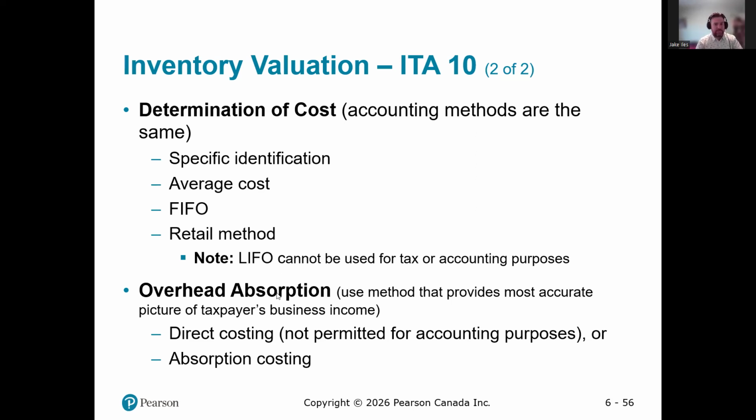Overhead absorption. When I'm making my t-shirts, the shirt costs $10, the ink costs another two, but there's also a cost to running the machine. It's aging, it's being used up. So absorption costing is taking a portion of that cost, what would be the amortization, and allocating it into the cost of this shirt. So absorption costing is also functional.